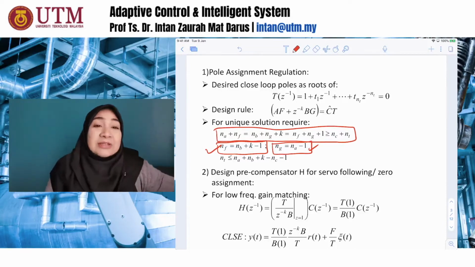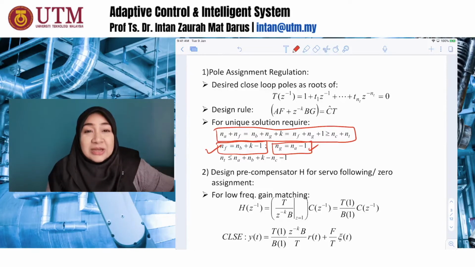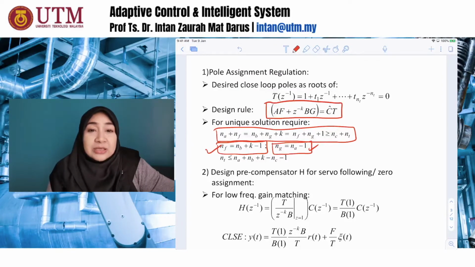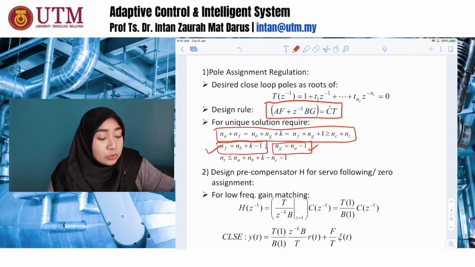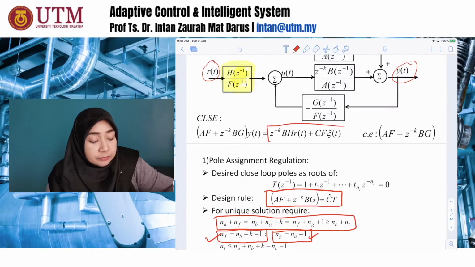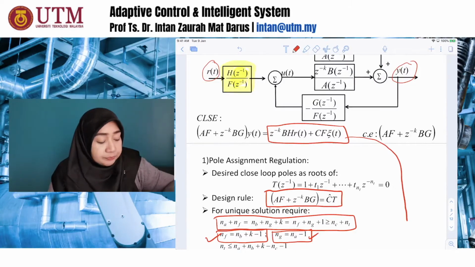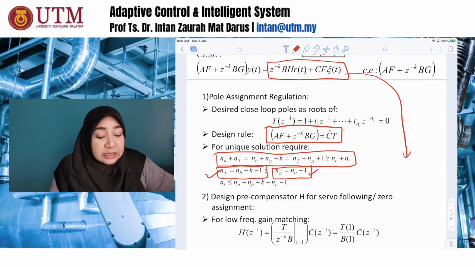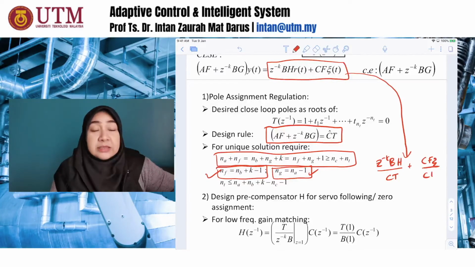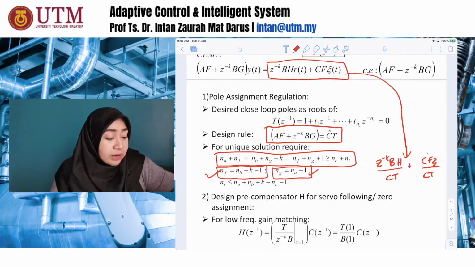The feed forward controller H also comes from changing the characteristic equation to CT, which is what you decided just now from the design rule. When we do that, let's look at this closed loop system equation. When you change the denominator to CT, the Z minus KBH will also be divided by CT, plus CF zeta also divided by CT. The second part here is alright, because that is what you want.